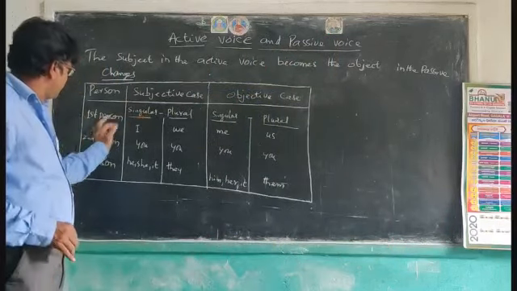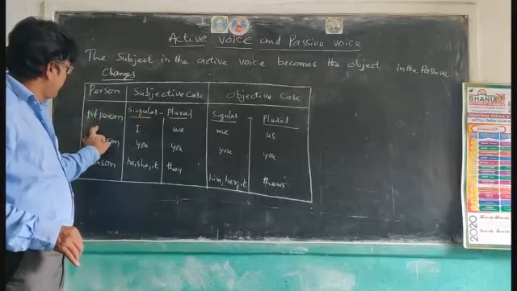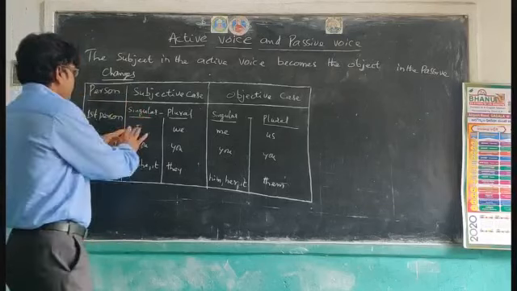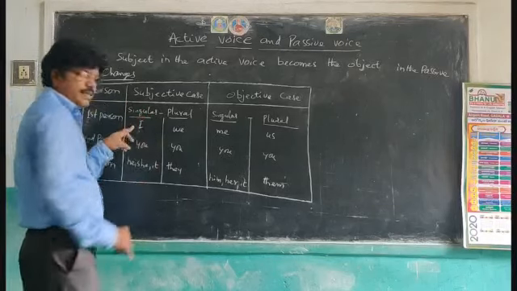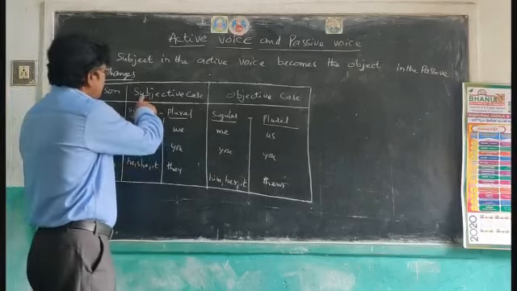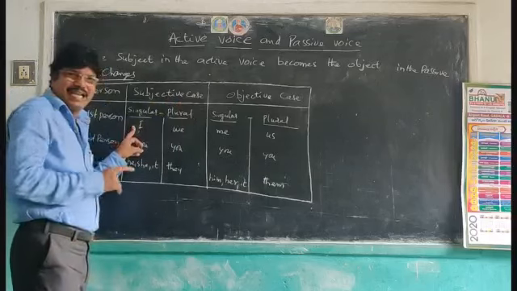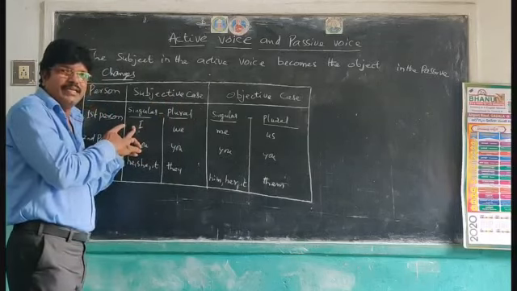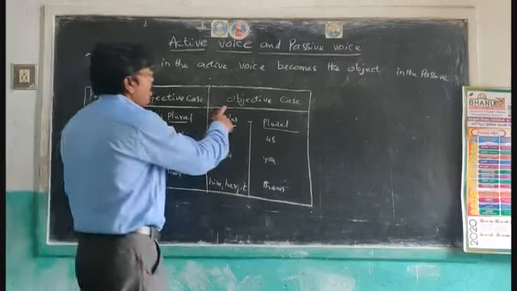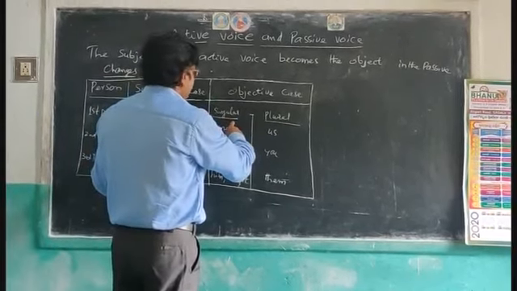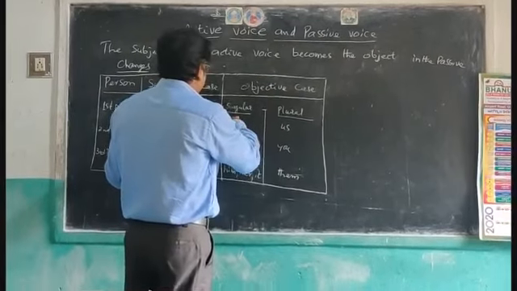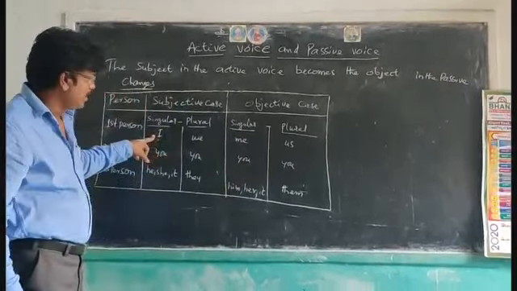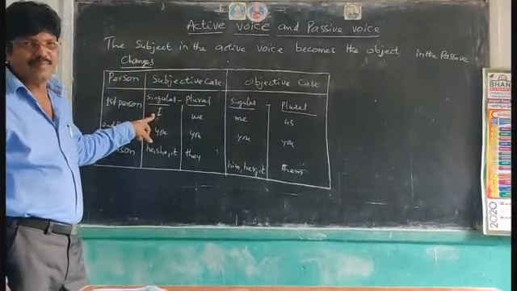Here, first person singular: I, in the subjective case, as subject. How to change I into the object, the objective case? Singular I becomes me. I changes to me.